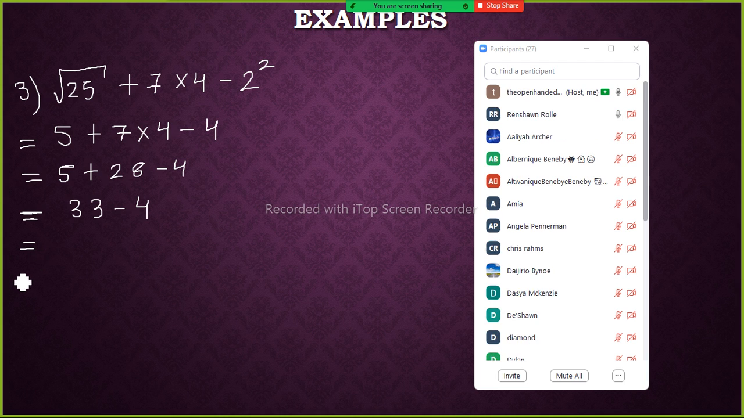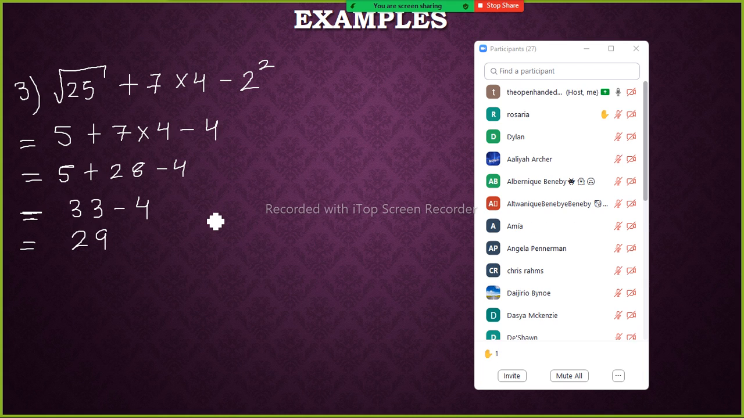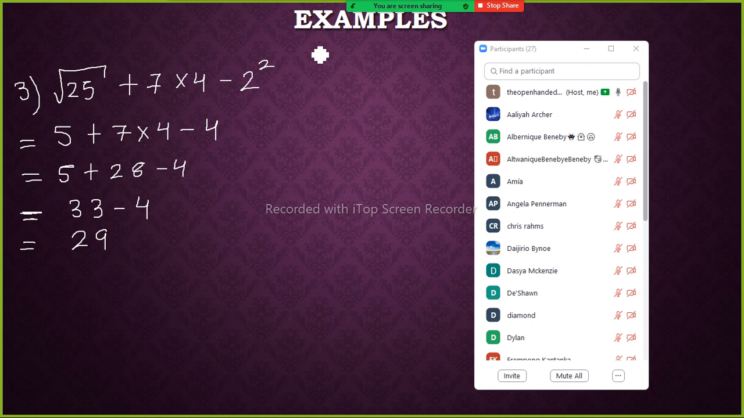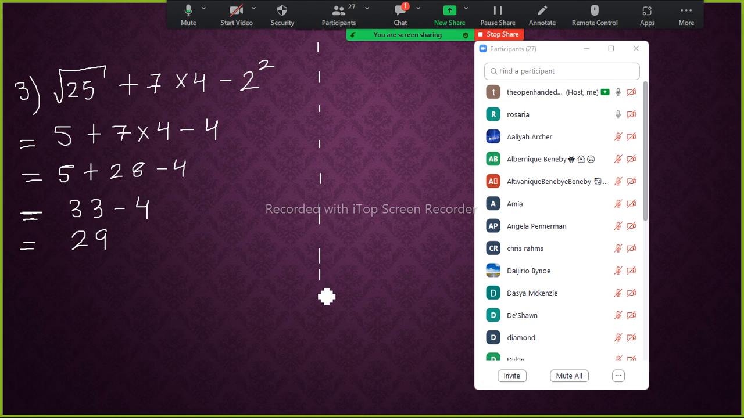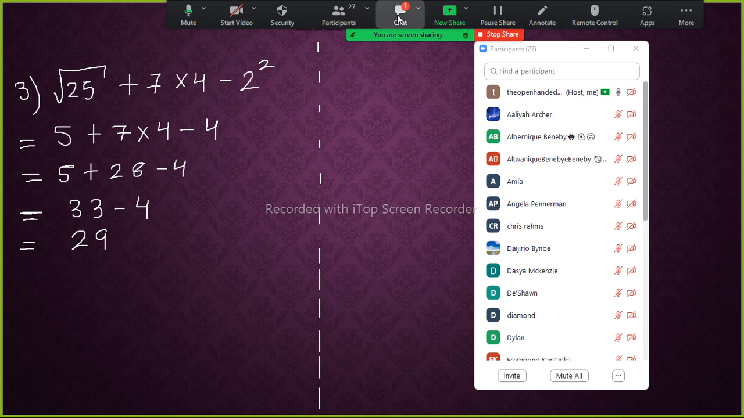Anyone else got 29? I got 29. Yes, it's 29, indeed. Rosaria, yes ma'am, I see your hand raised. No, I get 29. Okay, you got 29 as well. Okay, good. All right, and the final example.